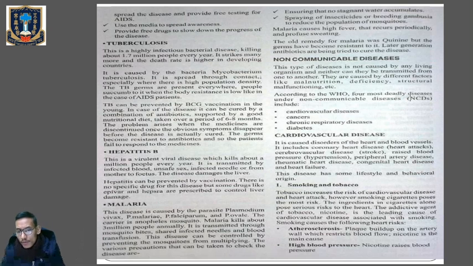Tobacco increases the risk of cardiovascular diseases and heart attack. The ingredients in a cigarette alone pose a serious risk to the heart. The additive present in cigarettes or tobacco, nicotine, is a leading cause of cardiovascular diseases. Smoking has different types of effects on the heart. First, atherosclerosis, where there is narrowing or blockage of the artery. Plaque builds up on the artery wall, which restricts the blood flow through the artery, and nicotine is the main cause. Second, high blood pressure: nicotine raises the blood pressure.